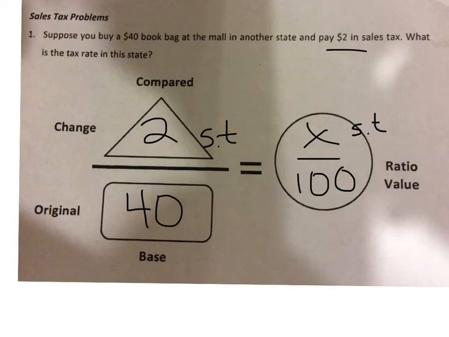And then you have the 3 numbers, so you can go ahead and multiply across and divide. So 2 times 100 and divide by 40, and you're going to get 5. So you know it's 5 over 100, which means it's a 5% sales tax.